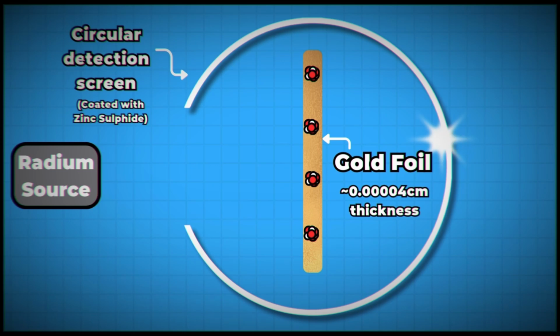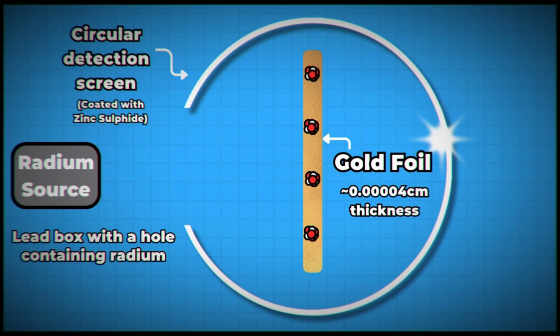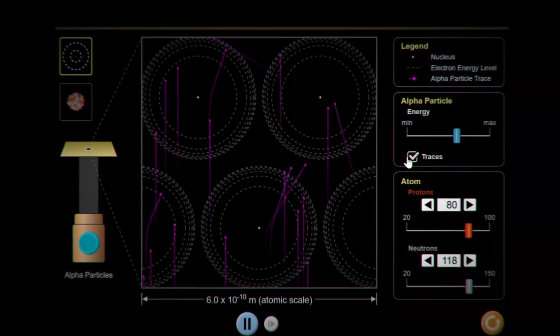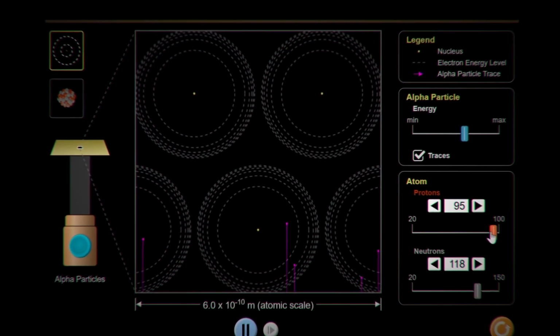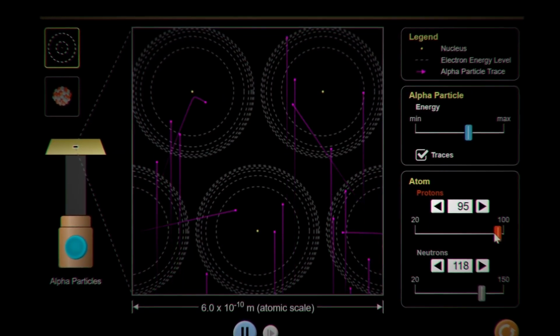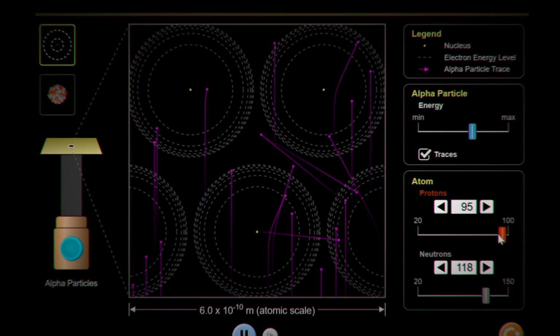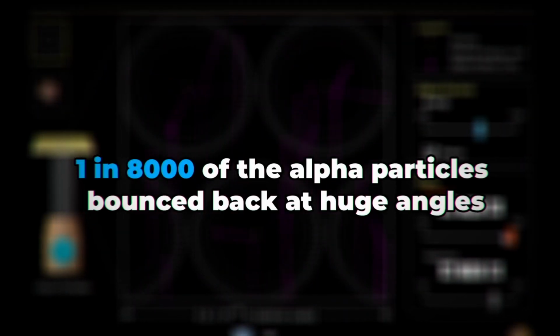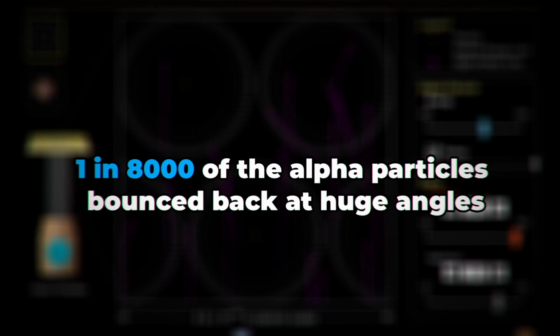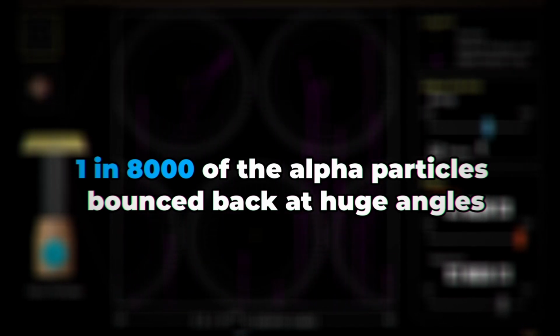And the alpha particles came from a small amount of radium placed in a lead box with a tiny hole in the front, which produced a beam of alpha particles. The entire apparatus was placed in a vacuum to prevent the hindrance that may be caused in the scattering by air molecules. And finally, what they found was that 1 in 8,000 of those alpha particles bounced back at very large angles. Here's where things get interesting though.